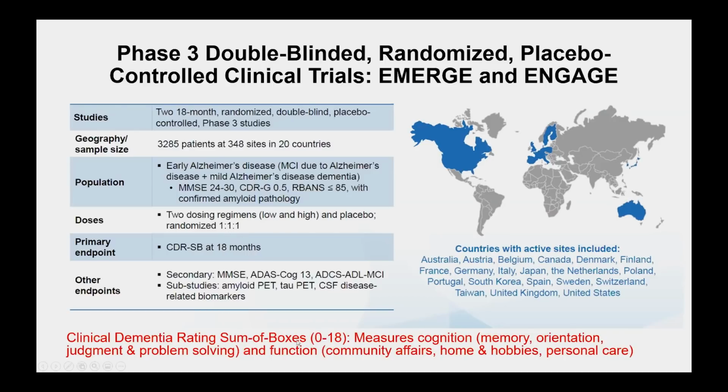And the primary outcome that we were looking at is something called the Clinical Dementia Rating Sum of Boxes, which measures elements of cognition like memory, orientation, judgment, and problem solving, as well as function. So how are people doing in their community affairs, home and hobbies, and personal care?